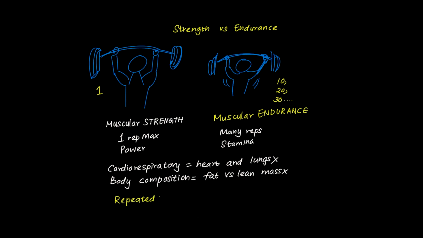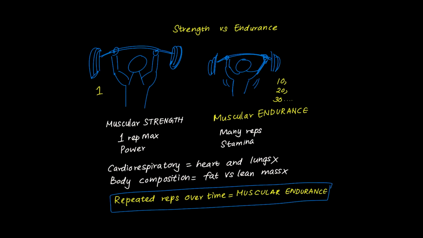Here's a WGU C458 OA exam tip for you. Repeated muscle work without fatigue equals muscular endurance. Single max effort equals muscular strength. Quick recall hook. Endurance equals endless repetitions.